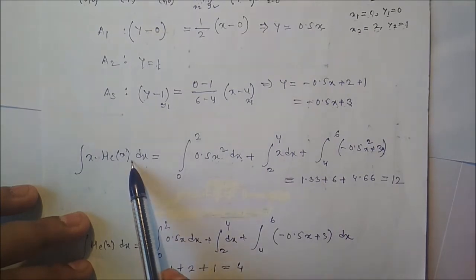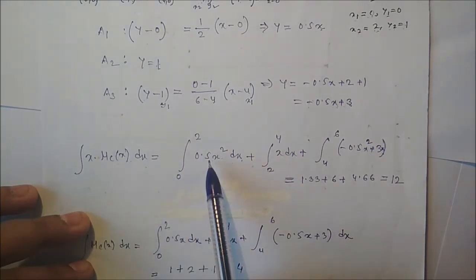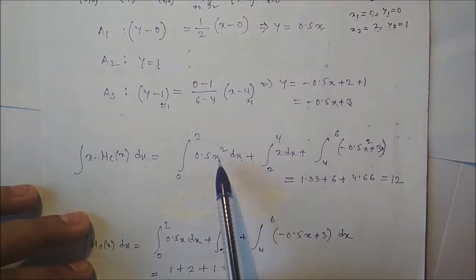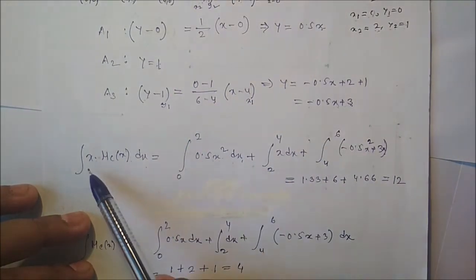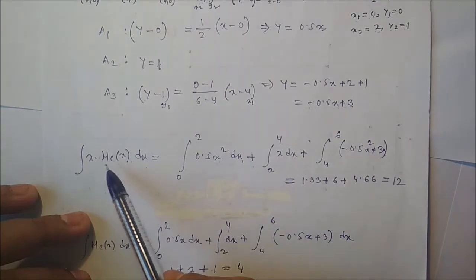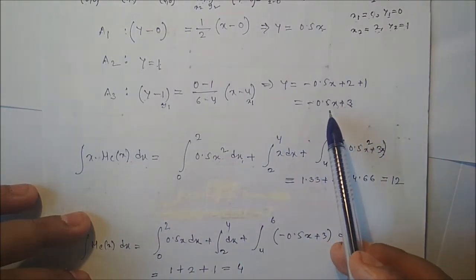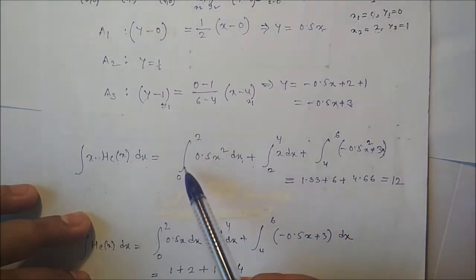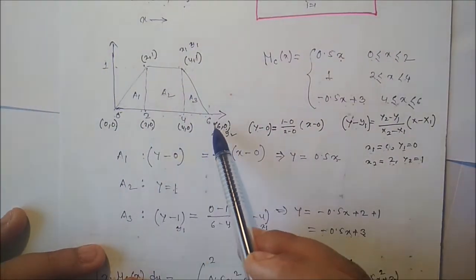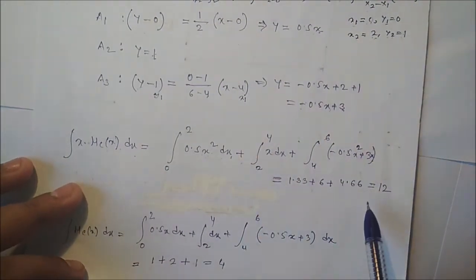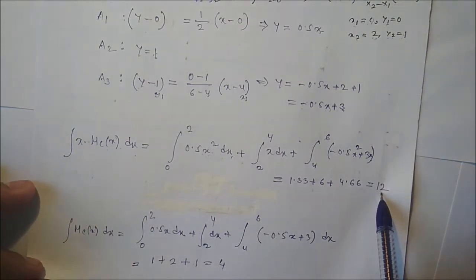So x into mu cx. So x into mu cx is what? 0.5x. So that means 0.5x square dx. x into 1, because mu cx is 1, x into 1. Okay, and x into mu cx, that is 1. So 0 minus 0.5x square plus 3x. And the region is what? 0 to 2, 2 to 4, 4 to 6. And if you solve it, the value is what? 12.